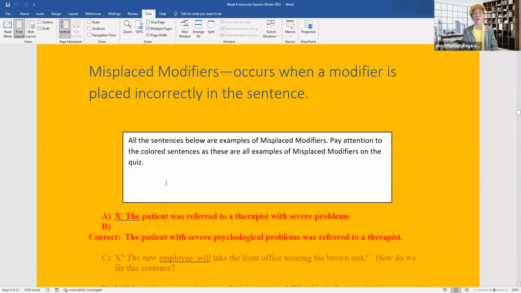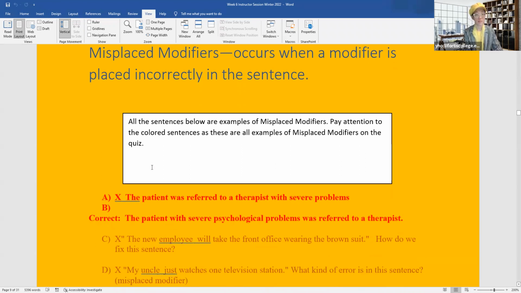The next kind of modifier is known as a misplaced modifier error. That occurs when a modifier is placed incorrectly in the sentence. Then you have to move that modifier elsewhere in order to correct the sentence. So all the sentences below are misplaced modifiers. So pay attention to the colored sentences, but these are all examples of misplaced modifiers on your quiz.